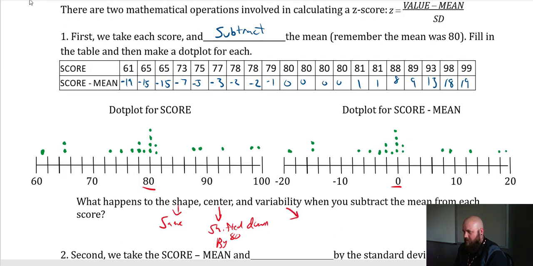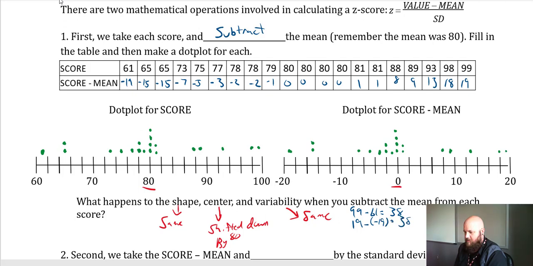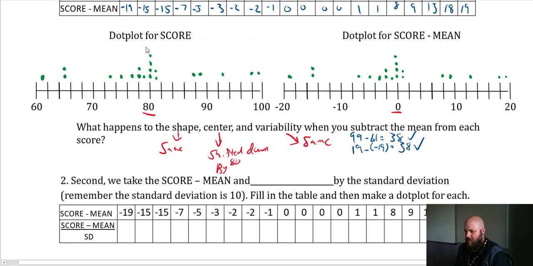Our variability, well, that was the same as well. We can look at that, because if you take 99 minus 61, that should give us 38. And if we take 19 minus a negative 19, that gives us 38. So those guys check off. Okay, so let's see what else we can do and if anything else changes.